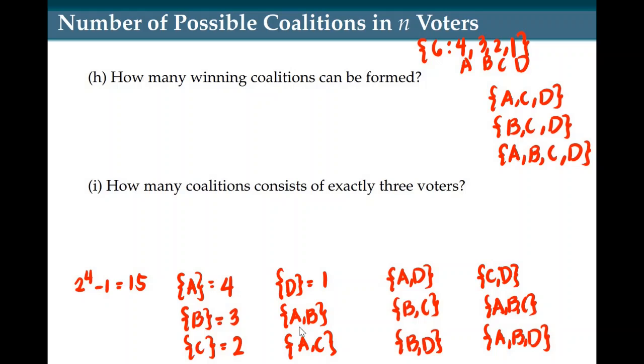The sum of the votes of A and B is 7, A and C, 6, A and D, 5, B and C, 5, B and D, 4, C and D, 3, A, B, and C, 9, A, B, and D, 8, A, C, and D, 7, B, C, and D, 6, A, B, C, and D, 10.